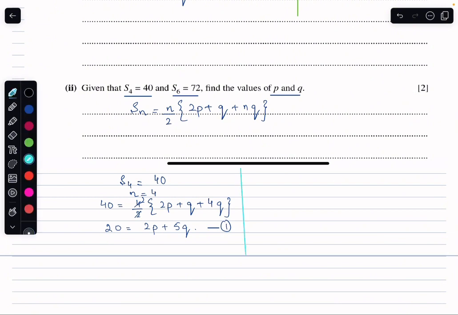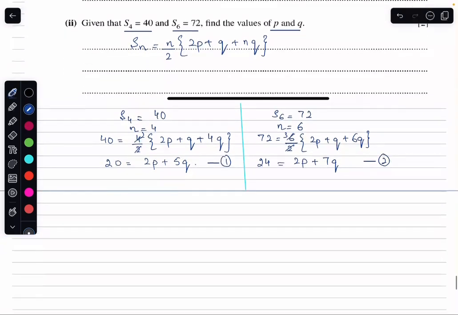The second equation can be obtained with respect to S of 6, which equals 72. So S of 6 equals 72, and in this case my n value here is 6. Therefore 72 shall be equal to 6 divided by 2 times 2p plus q plus 6q, or I can solve it and say 6 and 2 solved as 3, and then 72 divided by 3 will give me 24, and this then shall be equal to 2p plus 7q. So this is then going to be the second equation.